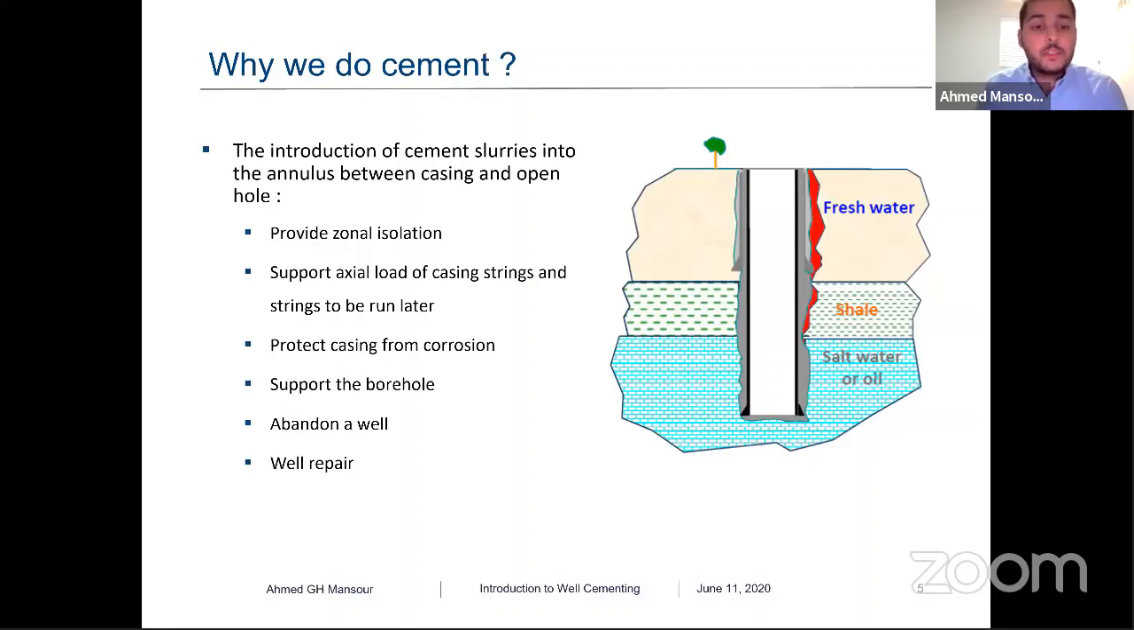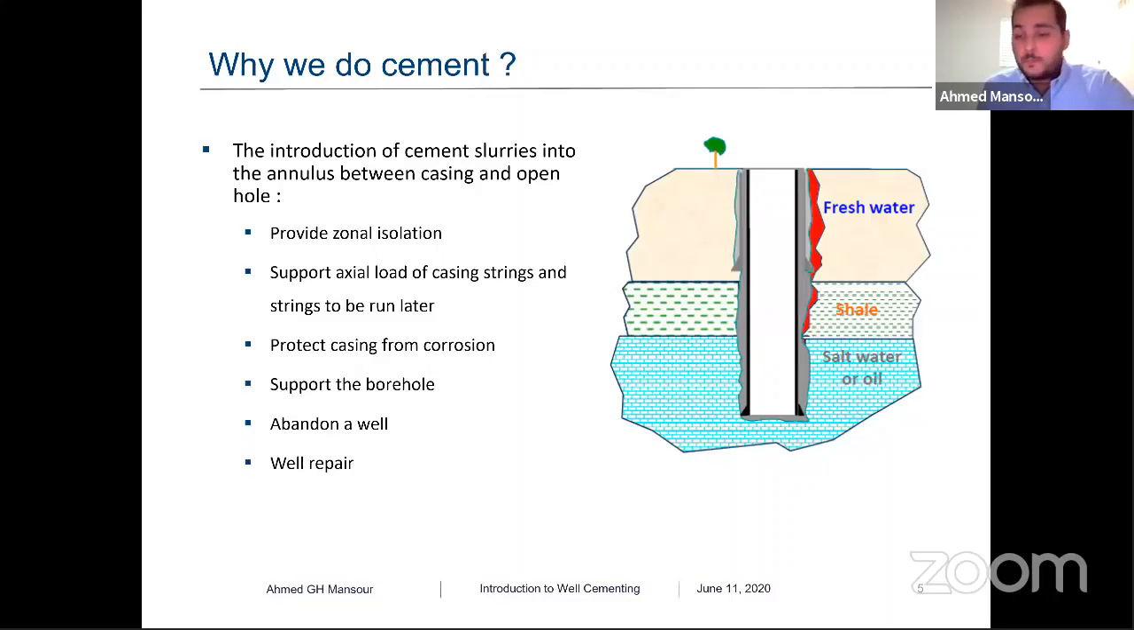So here are some of the purposes of pumping cement in an oil well. As I mentioned in the previous slide, provide zonal isolation to prevent any contamination of fresh water in the area or any connection or contact between different zones in the well. Another thing is to provide axial load support for casing, as well as to protect the casing from corrosion. Whenever we pump the cement, we're going to be able to isolate the casing from contact with any kind of fluid in the formation. This will prevent any corrosion in the future.